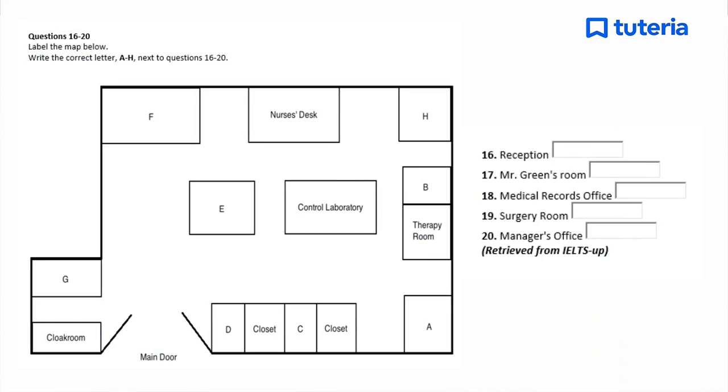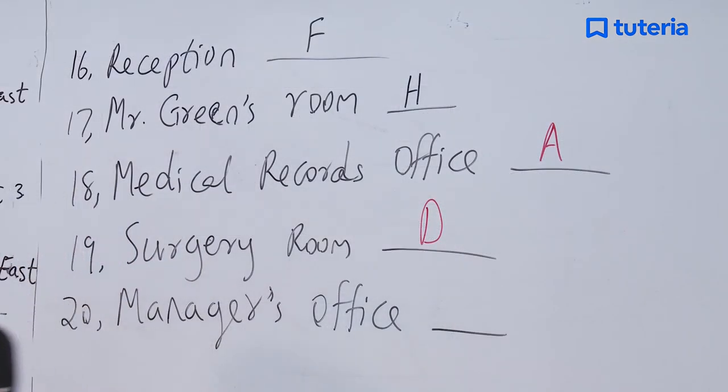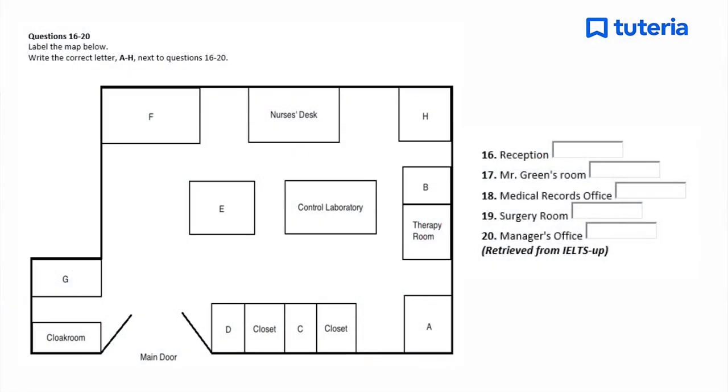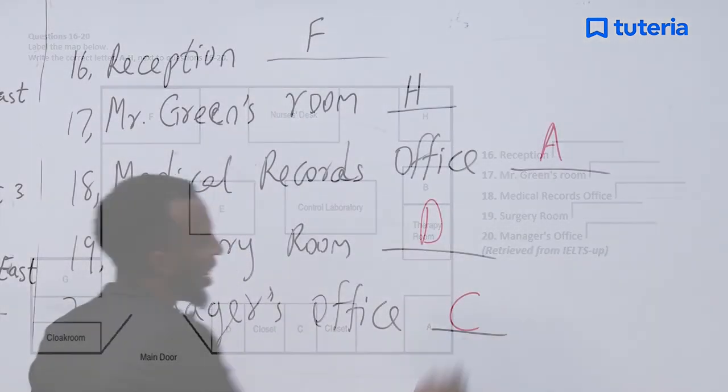The surgery room is near the office for the medical record. No. For the surgery room, you first check in at reception and turn right at the first door of the entrance. What's the first door of the entrance? The first door of the entrance when you enter is D. Look at it. Okay, manager's office. The manager's office is near the office for medical records and between two closets. And that is what? C. You have your C in capital.